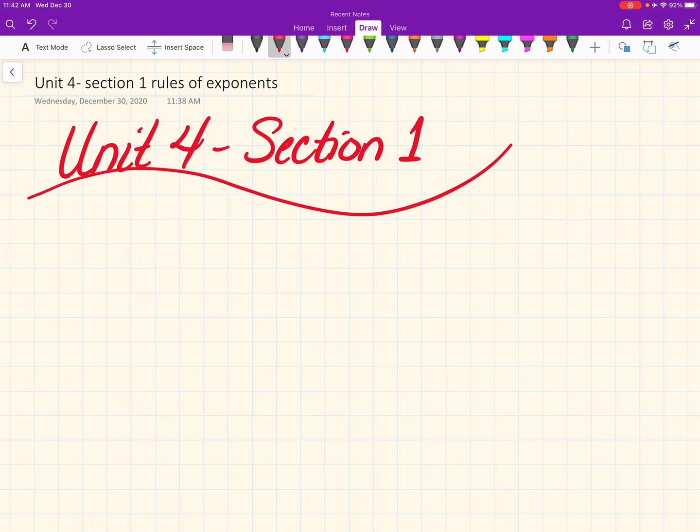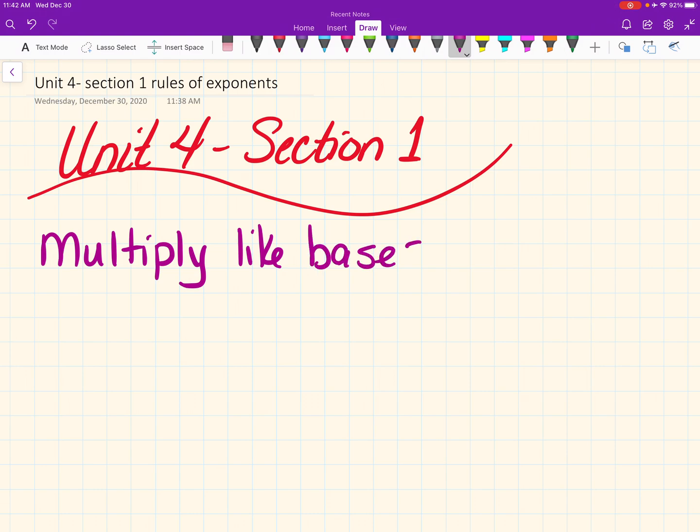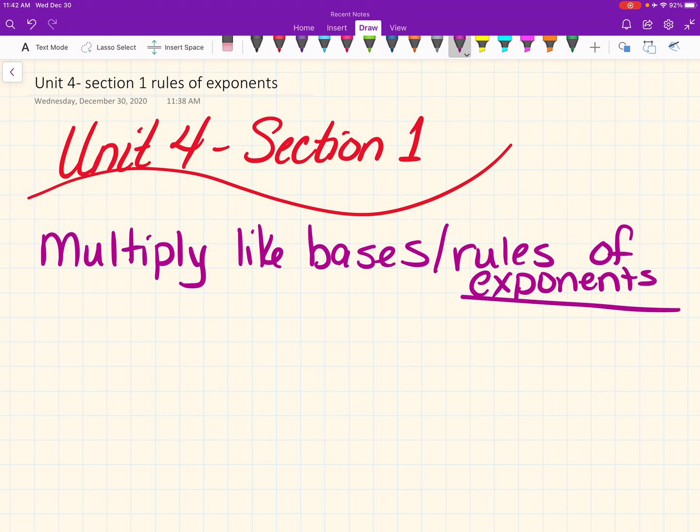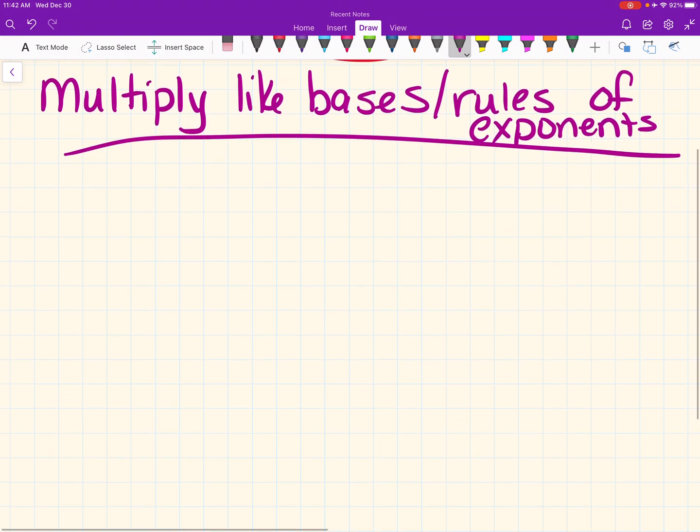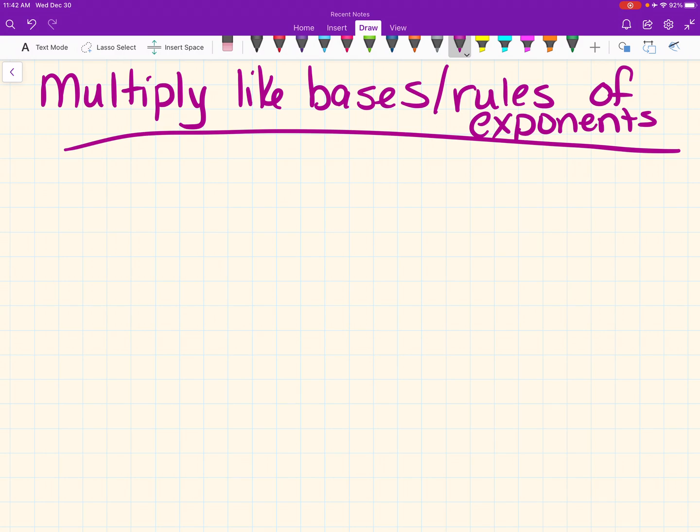So here is how I'm going to describe it to you. If we're going to multiply like bases, here are the rules for the exponents. Okay? So what I want to do is show you an example, show you the expanded form, and then show you the exponential form. And this will show you where we're getting the rule from. It's not just a rule we made up. It makes sense if you think about it logically.